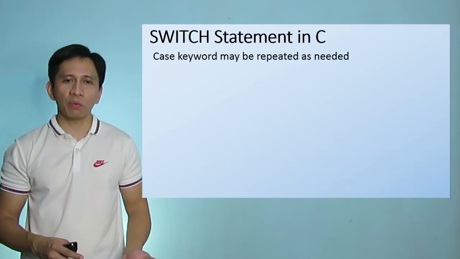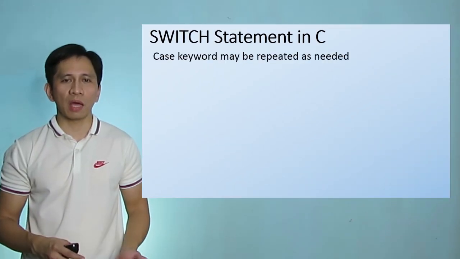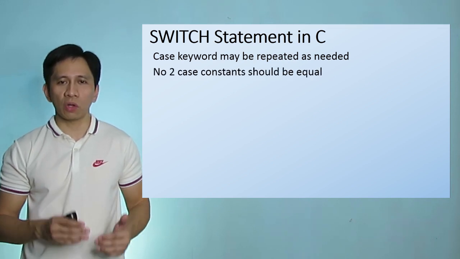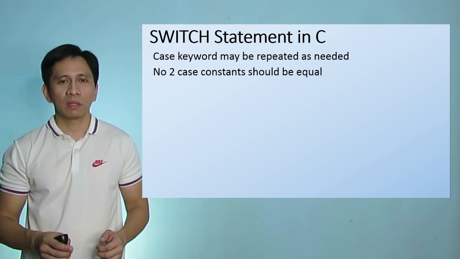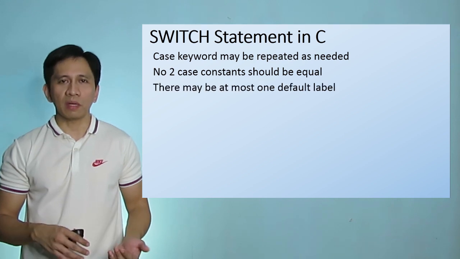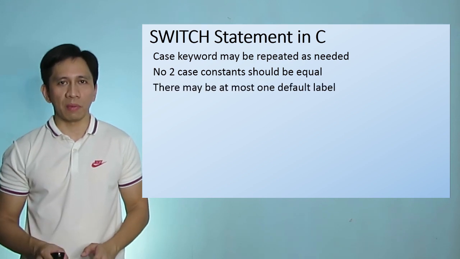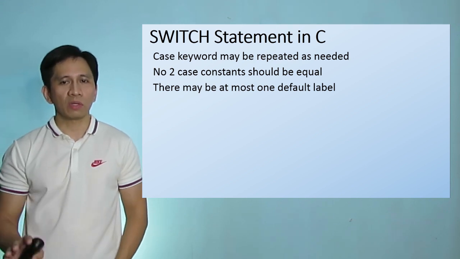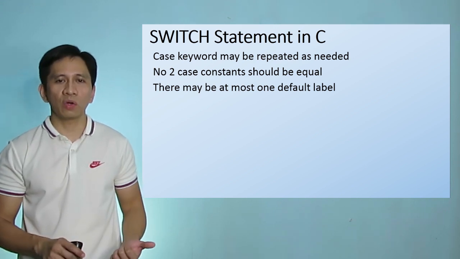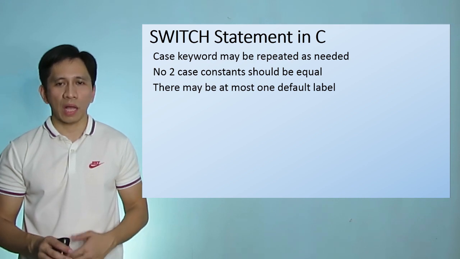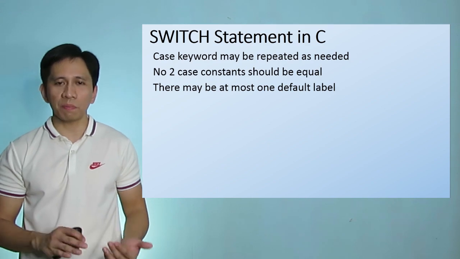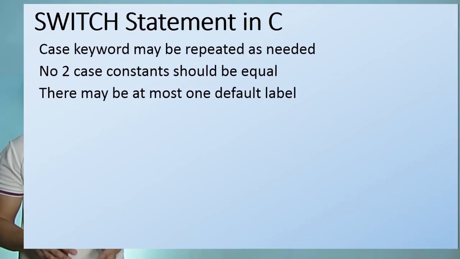Remember that case keyword and its respective code block may be repeated as needed, and that no two case constants should be equal, and that there may be at most one default label. Let us now try the following example. Pause the video, copy the code from this video or copy it from the description box below, paste it in Dev C++, then compare your result with mine.